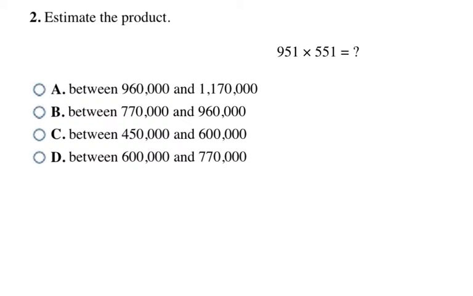So here's another problem. This time I have 3-digit times 3-digit. And so I'm going to underline the first number of each of those, and that's the number I'm going to round to. So here I have a 9, and if I kept that 9 the same, that number would round to 900. Or if I rounded that 9 up to a 10, that number would round to 1,000.